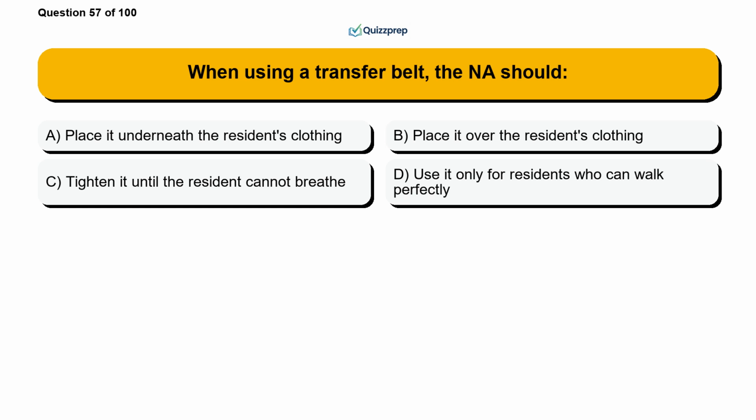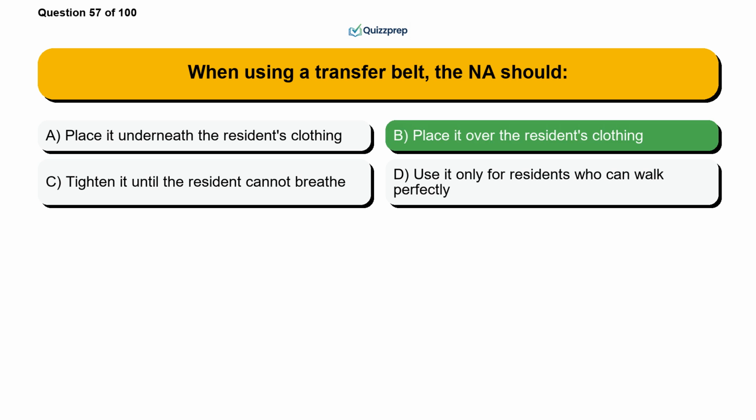Question 57. When using a transfer belt, the NA should: option A, place it underneath the resident's clothing, option B, place it over the resident's clothing, option C, tighten it until the resident cannot breathe, option D, use it only for residents who can walk perfectly. The correct answer is option B, place it over the resident's clothing.